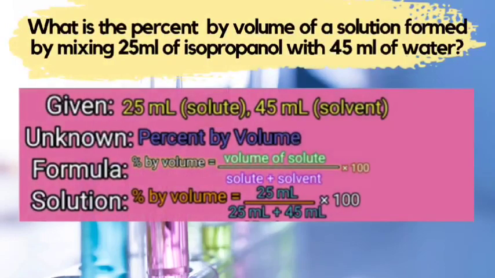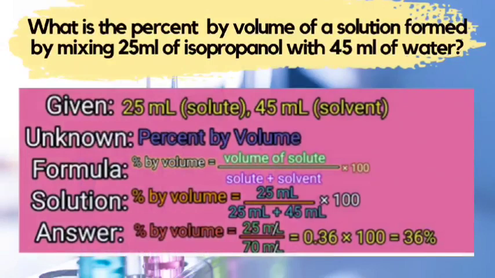Here's the solution. So, you are going to substitute the value of the volume of solute, which is 25 ml, all over the value of solute and solvent, which is 25 ml plus 45 ml, and then you will multiply it by 100. Now, let us solve the problem. Percent by volume equals 25 ml all over the sum, which is 70 ml. Of course, in solving, if it is the same unit, you are going to cancel it out. So the result will be 0.36 multiplied by 100 equals 36%.